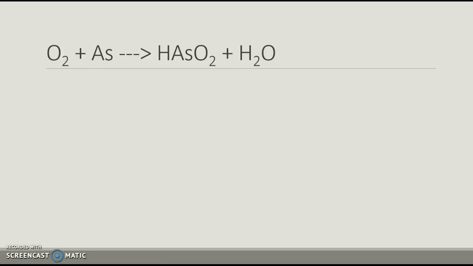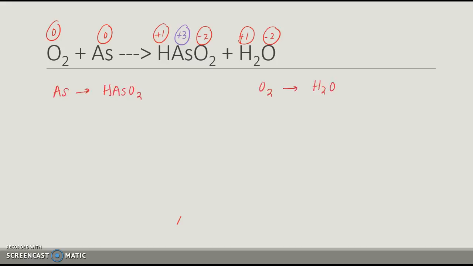So here's our next one. Let's fill in the oxidation numbers that we know again. The ones in red are the ones that you should know based on your rules. Remember, oxygen and arsenic are both free elements, and free elements always have an oxidation number of 0. Then you need to solve for arsenic on the product side. You should have gotten that arsenic was plus 3, because remember, the sum of oxidation numbers of a compound is 0.